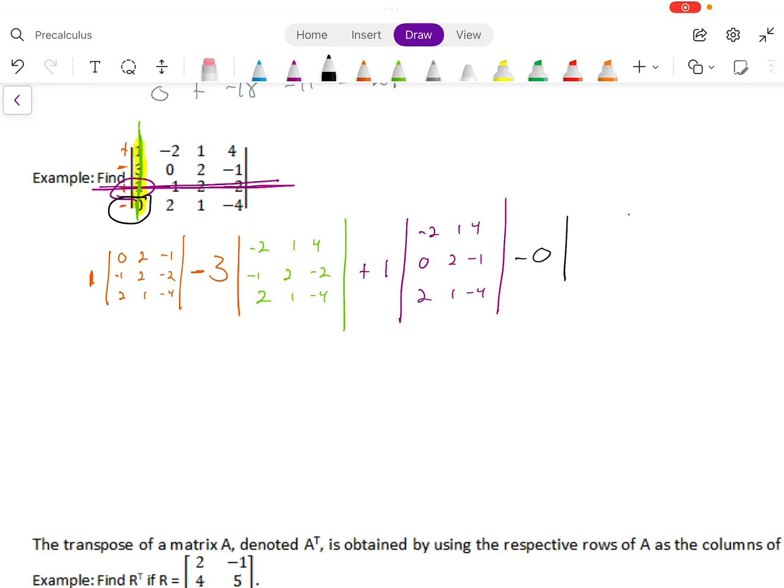And then lastly, we have -0 times its determinant, which we could fill in, but I don't really care because 0 times anything is 0. So I don't care what that is. It's 0 times whatever that is. All right, so now let's work through this.